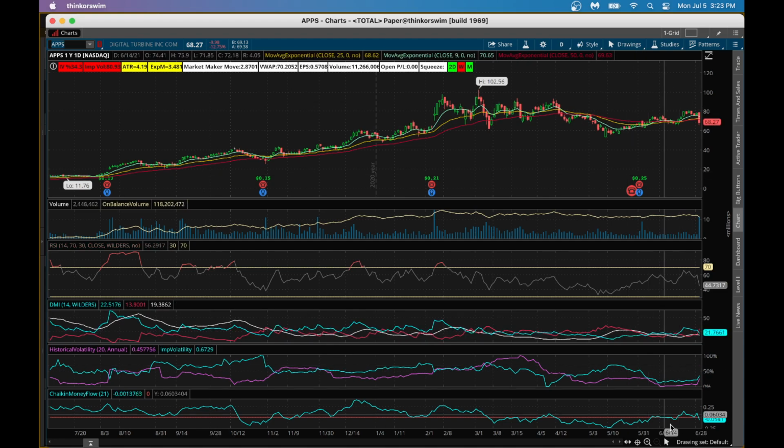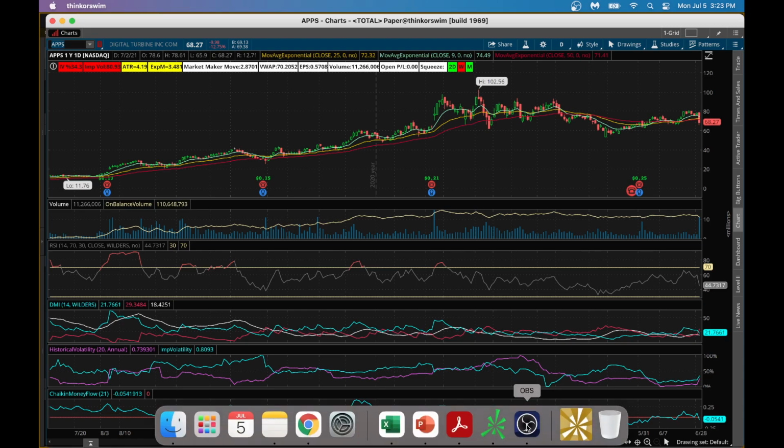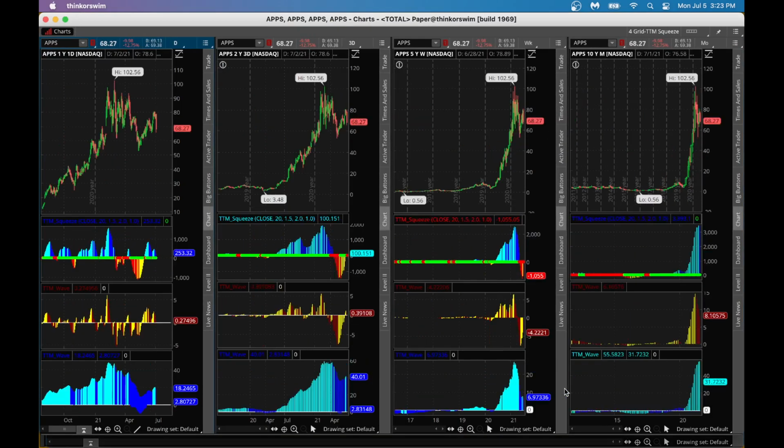Typically, the chart gets ugly pretty soon. So this is when we kind of see what's going on. Should we go buy at this point or not? So now let's jump into John Carter's TTM squeeze indicator. As you can see here, we got 1 day, 1 year, 2 year, 3 day, and we got a 5 year weekly chart and a 10-year monthly chart.